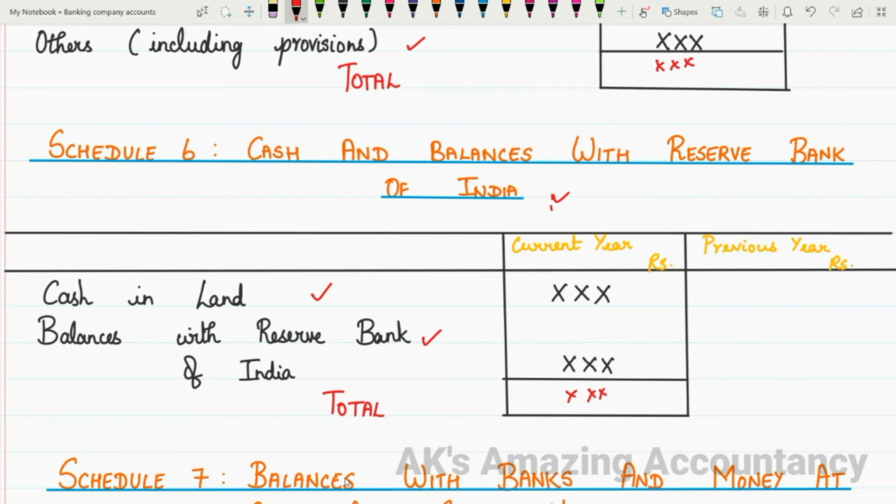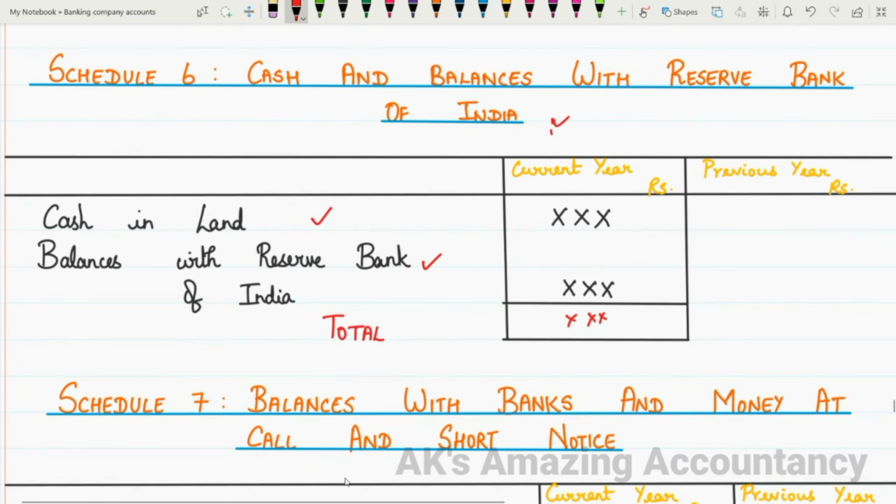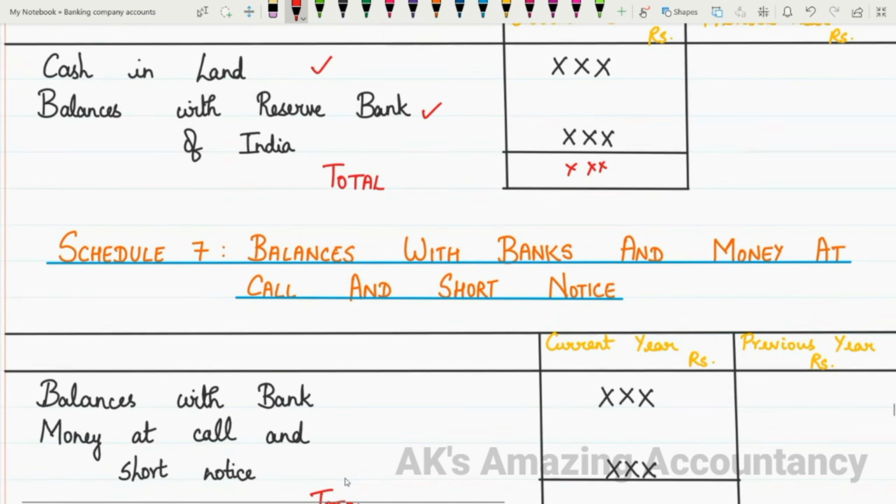One thing I should tell you: it's not that you will be having all these items in all the problems. I am giving you the maximum possible items which will come under these schedules. So whatever is available in the problem, accordingly you will be entering. Now the next schedule we have is what?